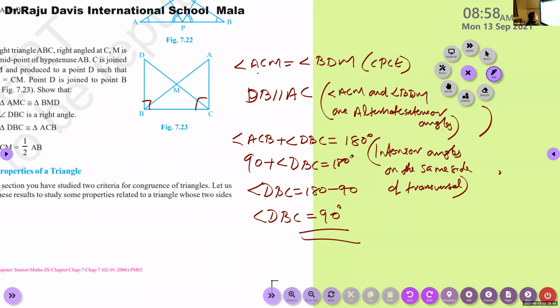First of all, we are taking ACM and BDM are equal by CPCT. Since they are equal, the lines are parallel. So DBC and ACB are interior angles on the same side of the transversal and their sum is 180. Given that ACB is 90 degrees, so 90 plus DBC is 180, DBC is 90 degrees.